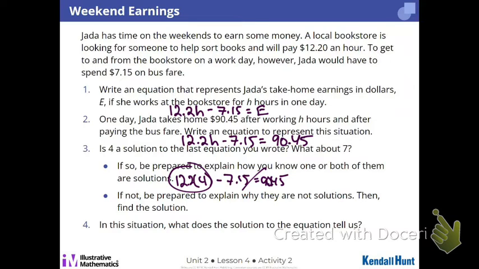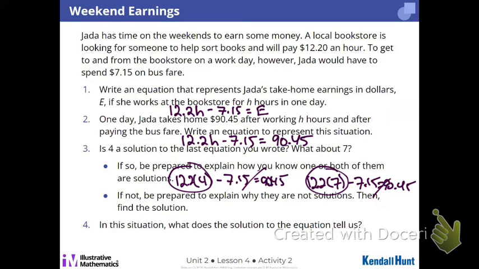If she works for 7 hours, to see if it equals 90.45, she's only earning like $84 here. That's not enough before she even pays for the bus. So I know that they both don't work, all right? She won't make enough money.